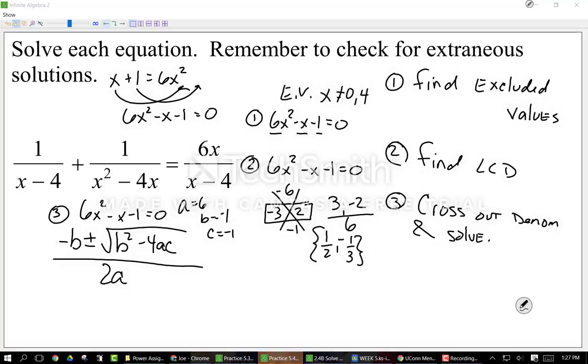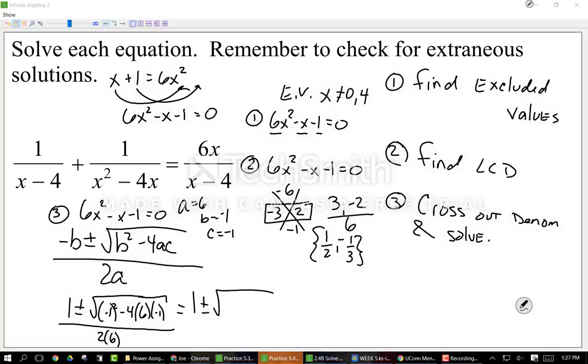Remember, negative b means opposite of b, so that's 1 plus or minus the square root of negative 1 squared minus 4 times 6 times negative 1, over 2 times 6. So now let's go further. Negative 1 squared is 1. 4 times 6 times 1 is 24. 2 negatives make a positive, so it's really plus 24, over 2 times 6, which is 12. 1 plus 24 is 25. The square root of 25 is 5 over 12.